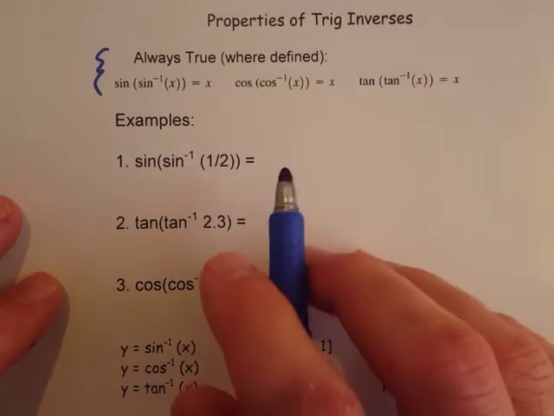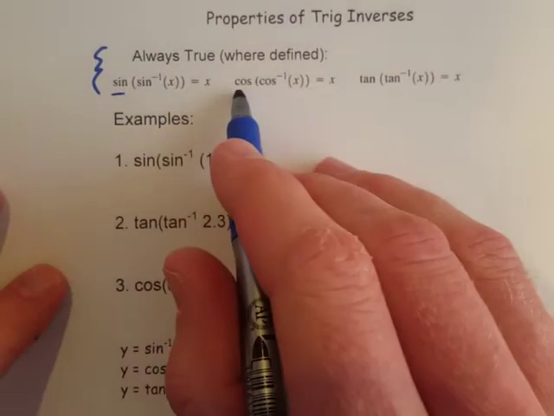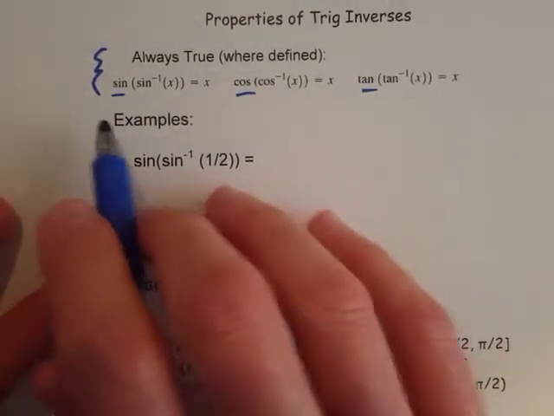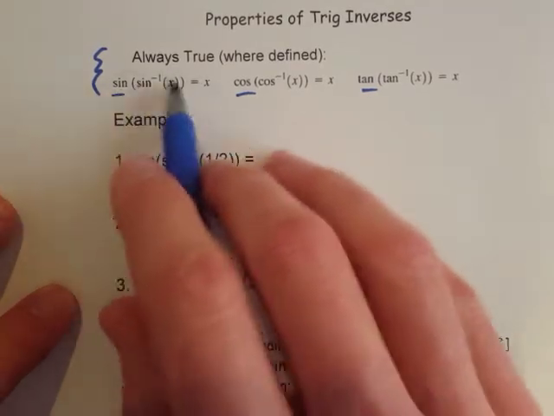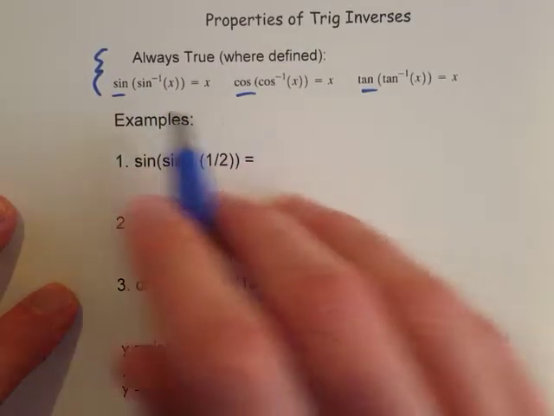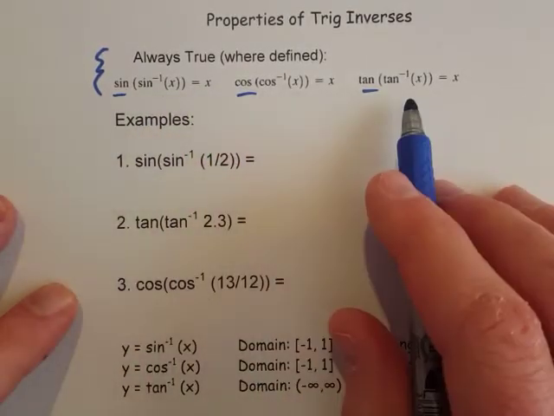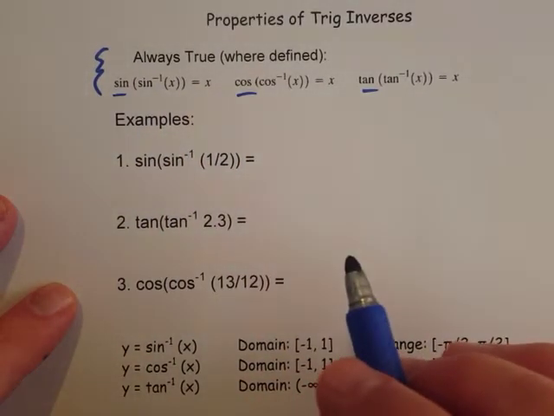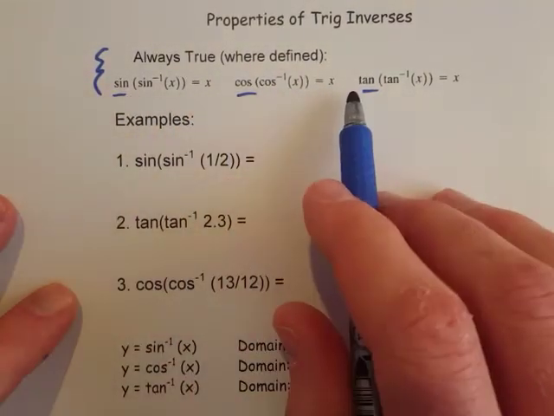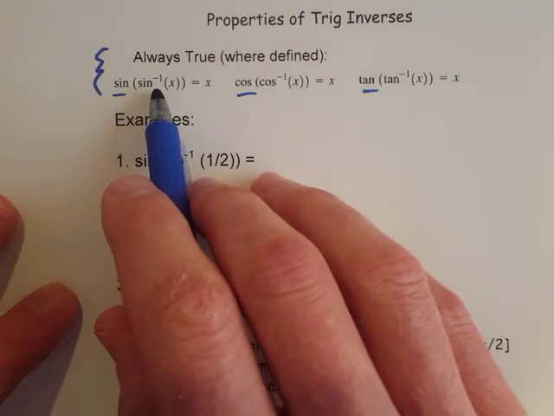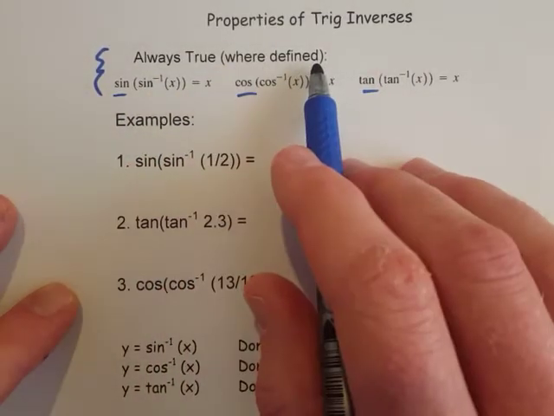Now, one thing you need to pay particular attention to here is that the regular trig functions are on the outside, or the predominant factor in this case, and so this only works when we're going in this direction. We're going to see the opposite direction in the next example. But it says here that these things are true, that sine and inverse sine undo each other, and they're always true as long as they're defined.